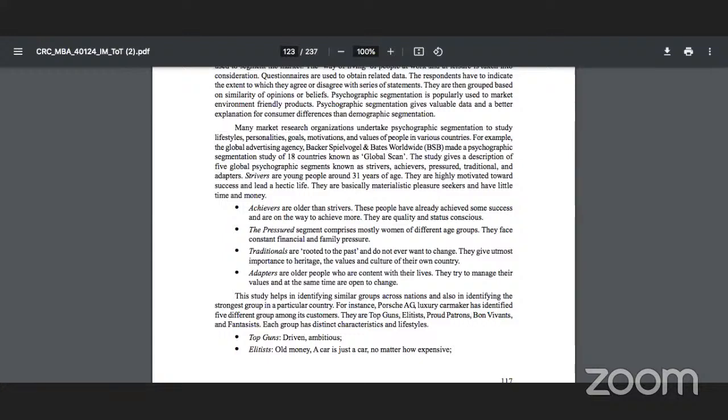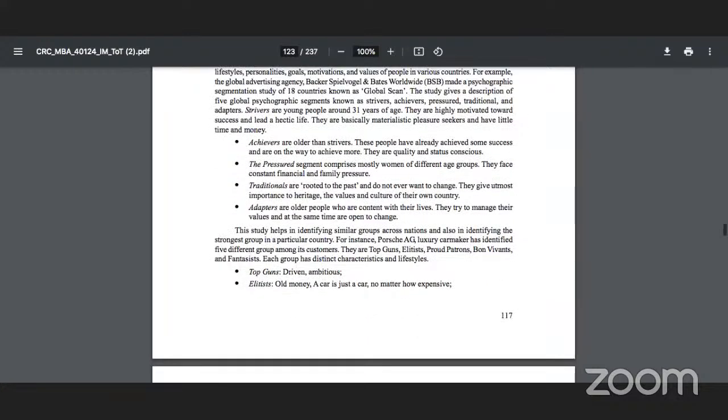Then we have the traditionals, who are rooted in the past. They do not want to change. They are pretty much fixed in their habits and they give high importance to heritage, values, and culture of their country. And then we have the fifth segment, known as the adapters. They are older people who are content with their lives. They try to maintain their values, at the same time they are open to change. So it depends on where we think we fit into this five factor segmentation based on the psychographics of the people. Now, this is per the research done by BSB, that is Baker, Spielvogel, and Bates worldwide.